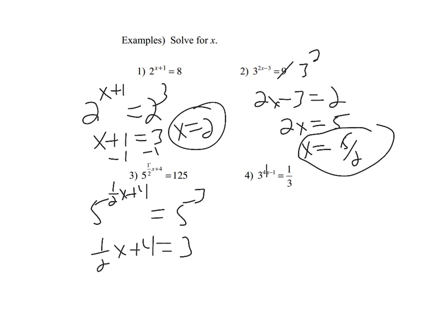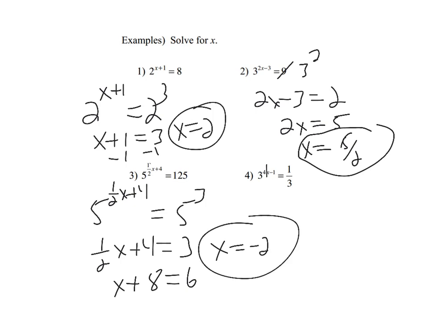One thing we can do to get rid of the fraction is clear it by multiplying everything by 2. Don't have to do this step, but you can. And then I'm going to subtract 8. And that gives me x equals -2. And of course, if we want to check it, -2 times a half is -1. -1 plus 4 is 3.